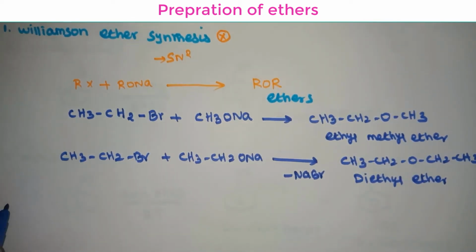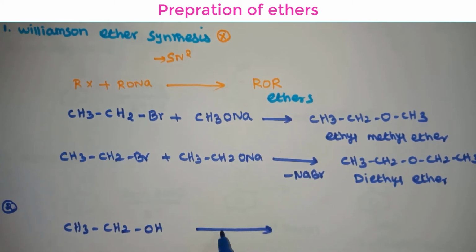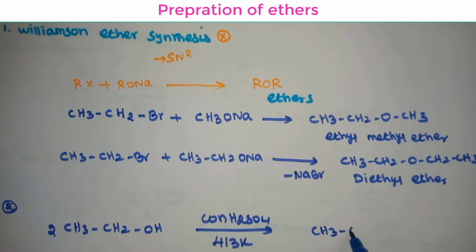Preparation of ether, second method. Intermolecular dehydration of alcohol. Example, 2 moles of ethyl alcohol is heated at 413 Kelvin in the presence of concentrated sulfuric acid. Water elimination takes place and formation of ether takes place. CH3CH2OCH2CH3. Name of this compound is diethyl ether.